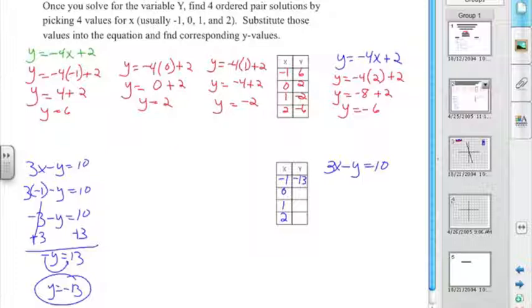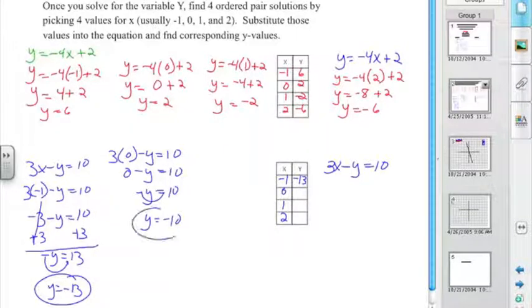Setting up our second problem, 3 times 0 minus y equals 10. 0 minus y equals 10. We have negative y equals 10, and y equals negative 10 when we move the negative sign over.